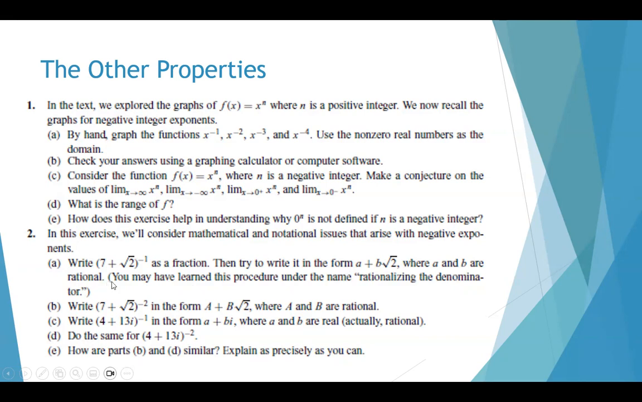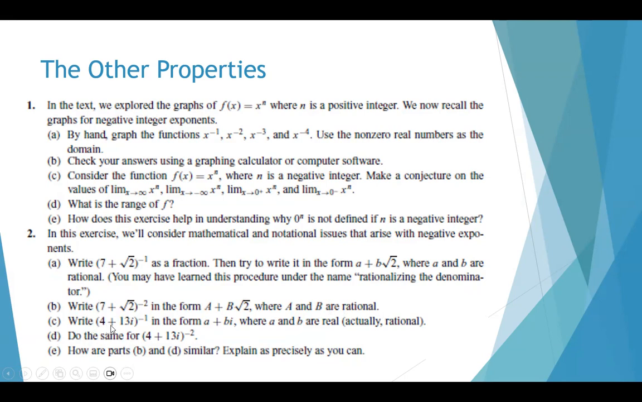And the reality is, you know this procedure. You guys like to do it even when it's unnecessary. But it's necessary in this case, and you normally learned it under the thing called rationalizing the denominator, because they don't like seeing square roots in your denominator. So you're going to get to rationalize the denominator. You're going to write 7 plus the square root of 2 to the power of -2 in the same form where they're rational. So you'll rationalize again.